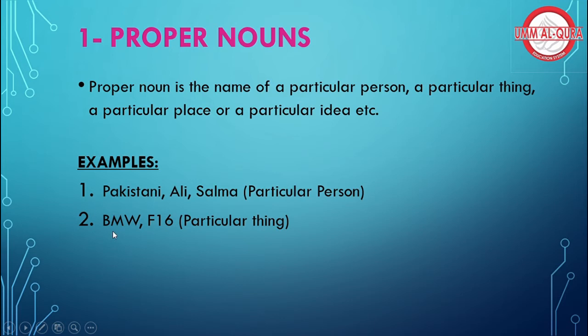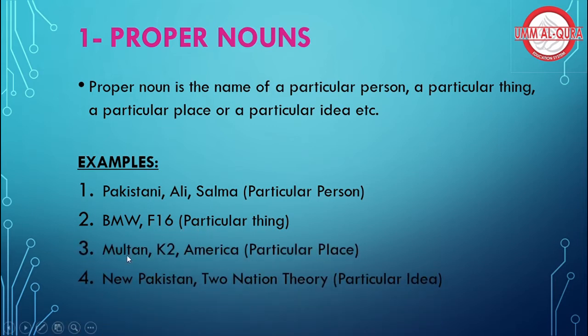Then we have BMW, a company that makes cars, and F-16, a certain type of fighter jet. So these are particular things. Then we have Multan, K2 and America, particular places. Your city is not called America. Your neighboring city is not called America. Similarly, not every mountain is a K2. These are particular names given to particular places.